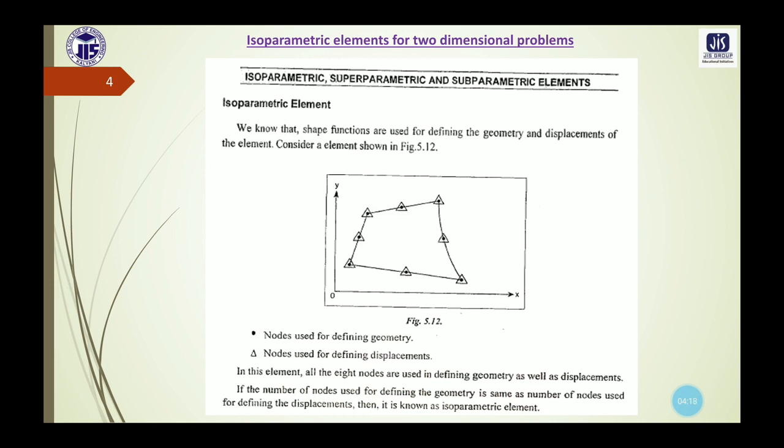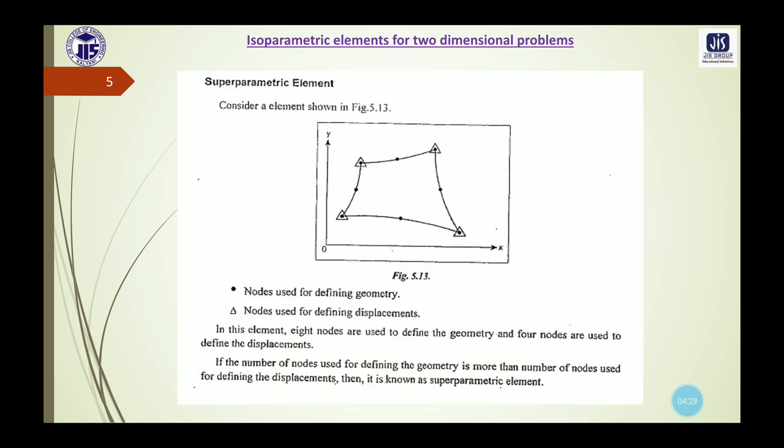That is, if the number of nodes used for defining the geometry is the same as the number of nodes used for defining the displacements, then it is known as an isoparametric element. Next we have the superparametric element. Let us consider the element which is given in figure 5.13. Here also the black dots are nodes used for defining geometry, and the triangular nodes are used for defining displacements.